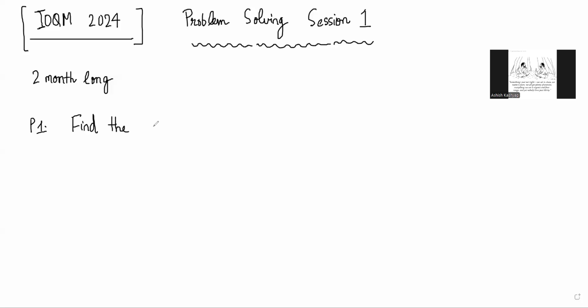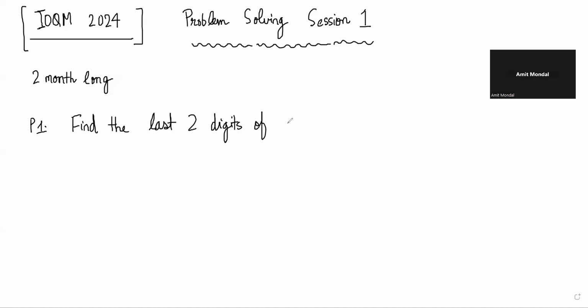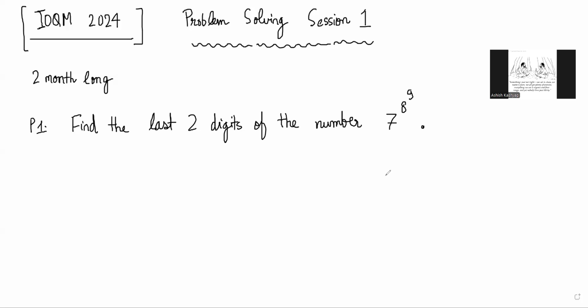Find the last two digits of the number 7 power 8 power 9.